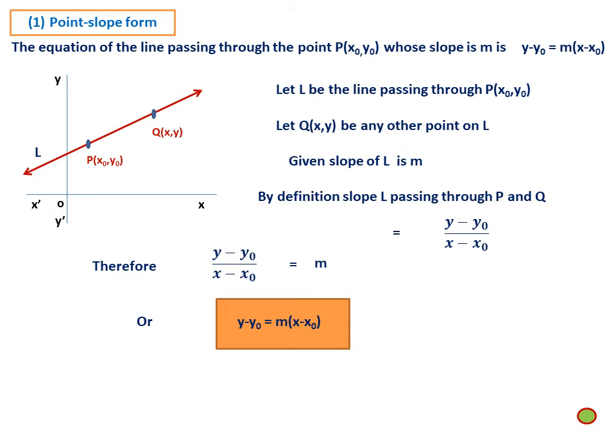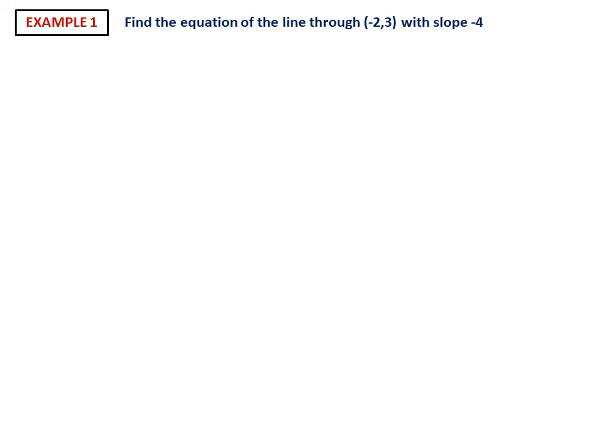Students, please note, it is not sufficient if you just remember the formula, you should also know how to derive the equation. Let us take one example. Find the equation of the line through (minus 2, 3) with slope minus 4. Very direct question. What is given here? x naught, y naught, the point is given: minus 2, 3. m is directly given: minus 4.